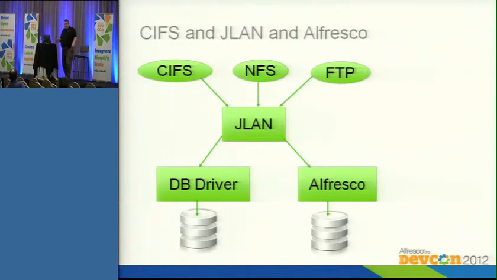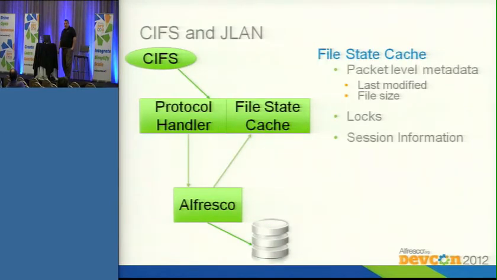So the first diagram just shows JLAN and Alfresco. And within JLAN, there's two main parts. There's the protocol handler, which basically is the bit of code that knows how to speak CIFS over your network, and there's something called the file state cache. The file state cache is important because it has a certain amount of metadata that is not stored in Alfresco. In particular, things like a last modified date for CIFS is the last time you receive a packet. Now, you don't want to be updating the Alfresco repository for every single packet you receive. So instead, that data lives in the file state cache, and it's only when the entire file is ready that Alfresco gets involved.